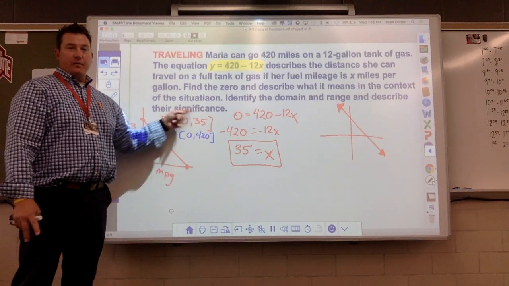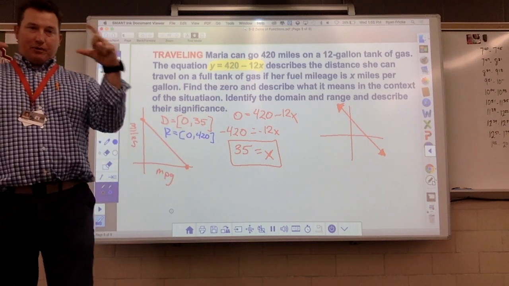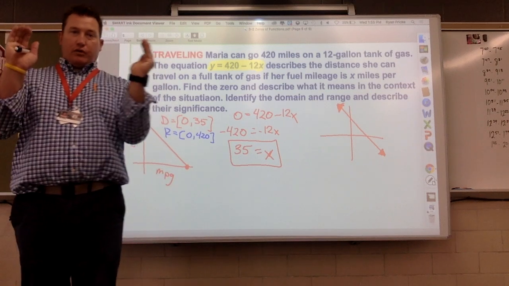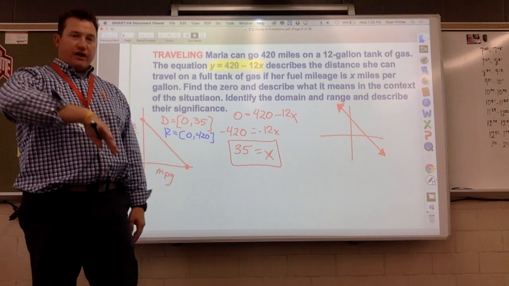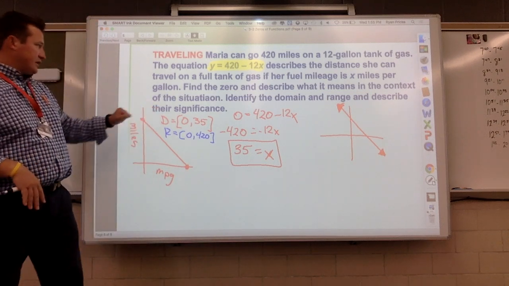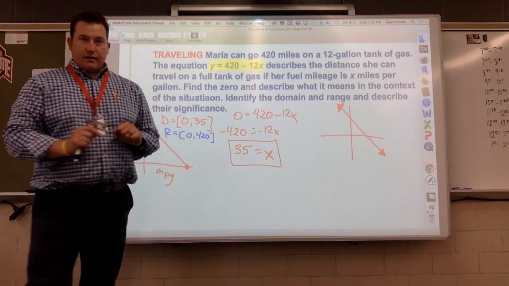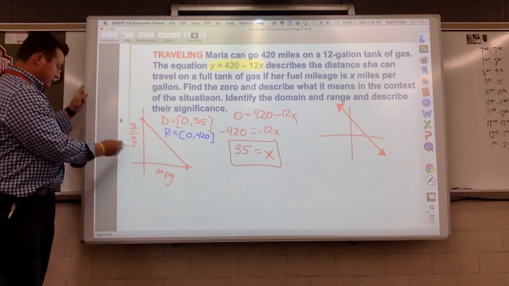I want to get you familiar with interval notation. Brackets mean we include the number. Parentheses, we don't include it. So it's just like greater than or equal to. Have we answered everything? Yes, I think we're good. Whew, that was a lot there.